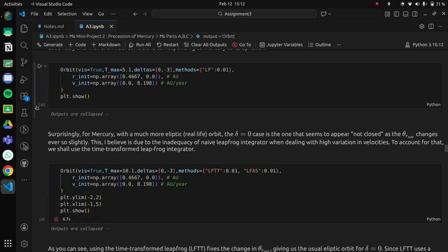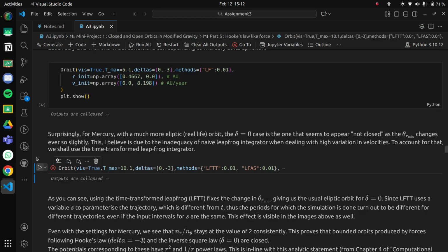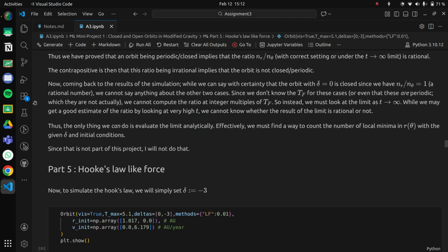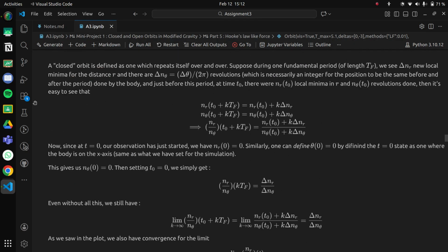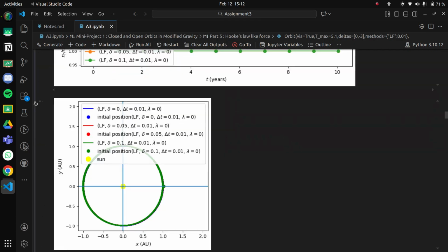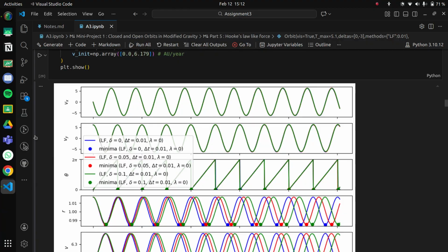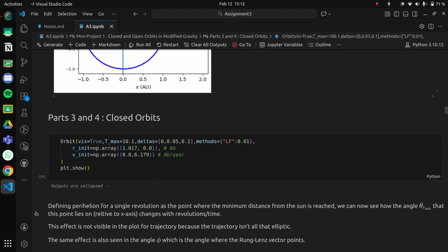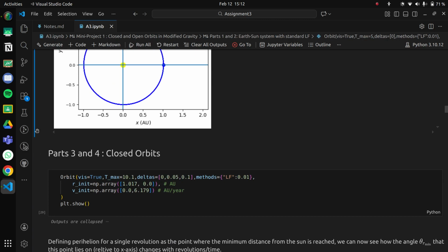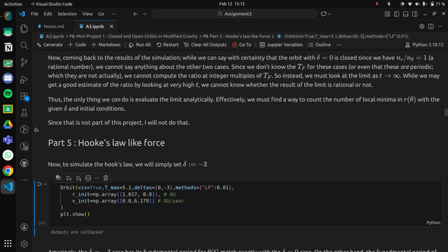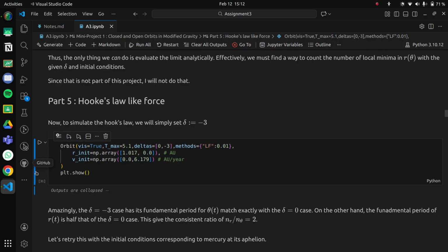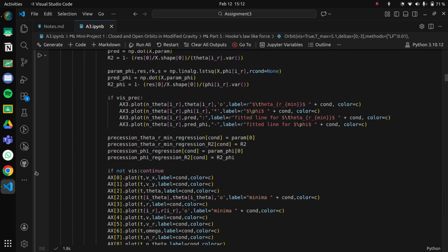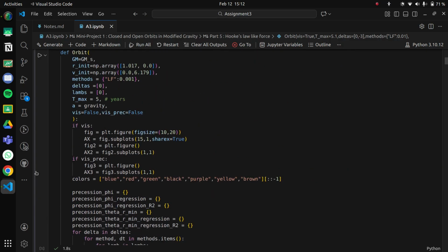Project 2, etc. Project 1. Wait, why am I at mini project 2 though? I don't know. Anyway, so go to... Okay, this is just bad. Why do I have these? Maybe it's just better to clear all outputs. But nah, I'll just lose a lot of progress that way. I don't want to do that. So debug.